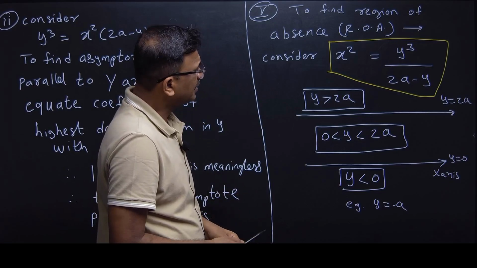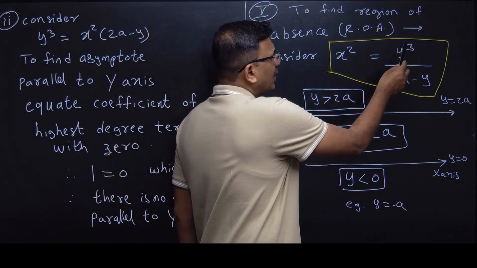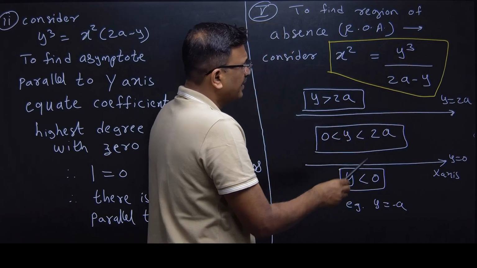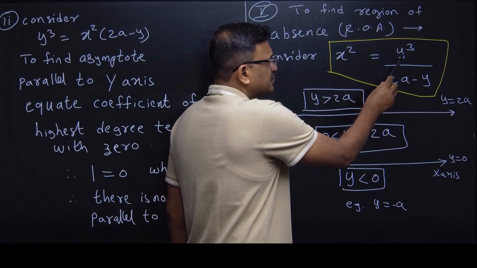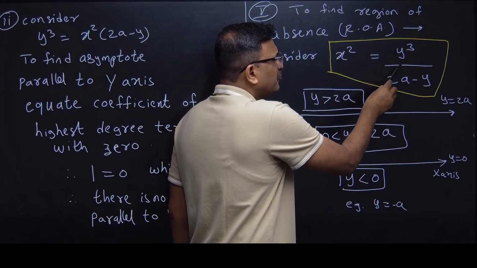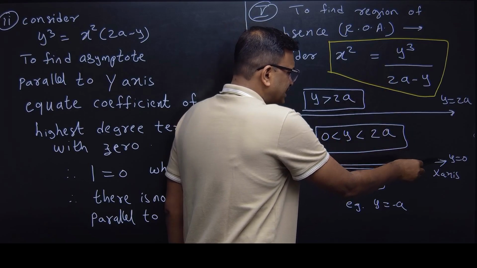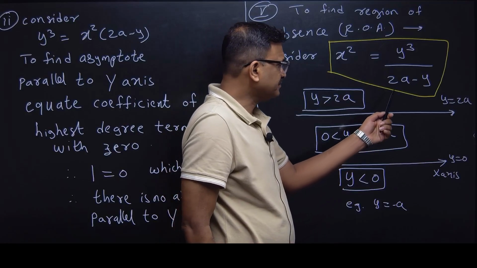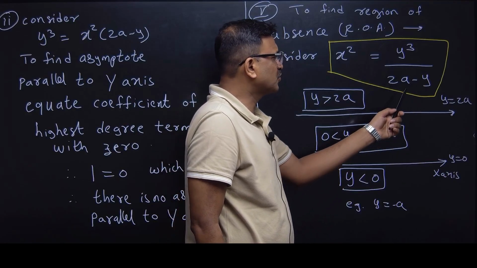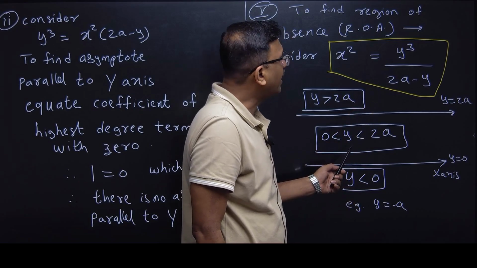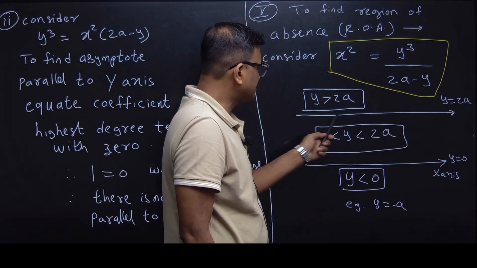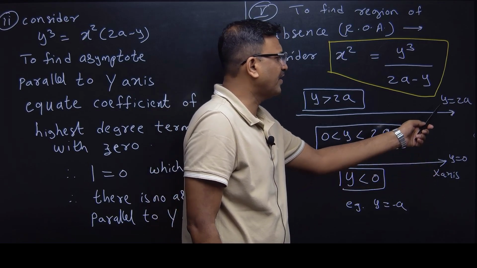Now, what is the use of this? From this we can identify for what values of y the numerator becomes 0 as well as the denominator becomes 0. The numerator of this equation becomes 0 when y is 0. If I put y is 0, the numerator will become 0. I have drawn this line y is 0, that is nothing but the x-axis. Then the denominator becomes 0 when y is 2a. If I substitute y is 2a, the denominator becomes 0. So I have drawn this line y is 2a. So I have drawn these two lines, y is 0 and y is 2a.